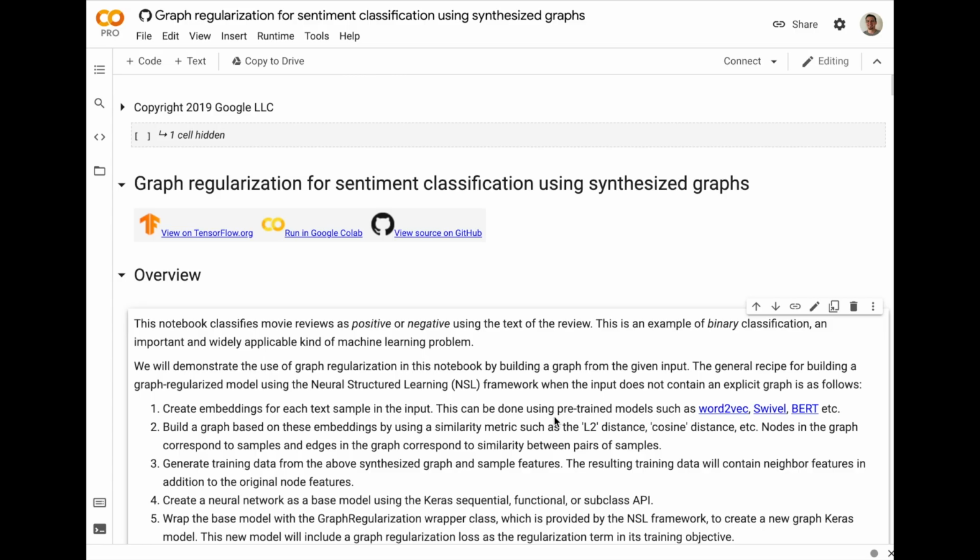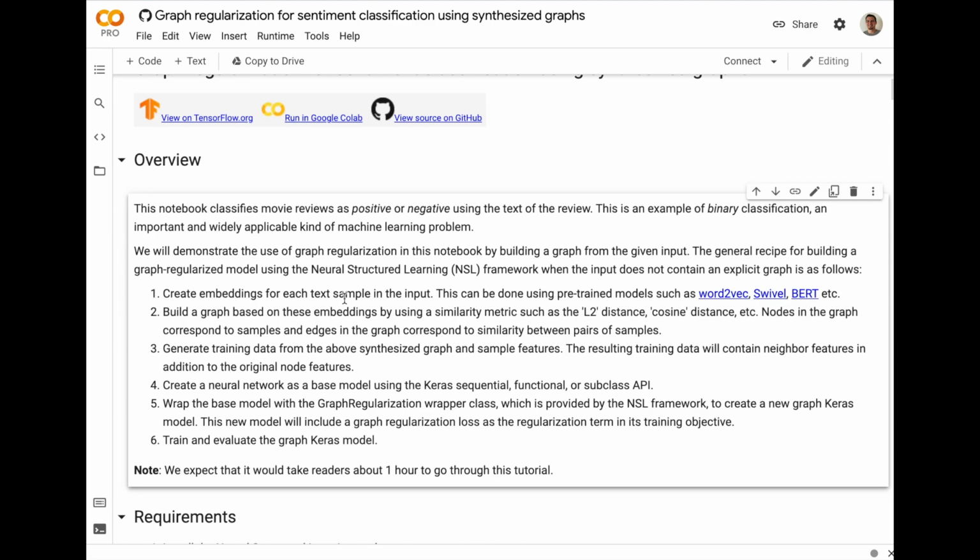So again, just to quickly present this, here's a tutorial on graph regularization for sentiment classification using synthesized graphs, showing you how to implement neural structured learning for text sentiment classification, this interesting idea of having this graph regularization for the loss function in deep learning.